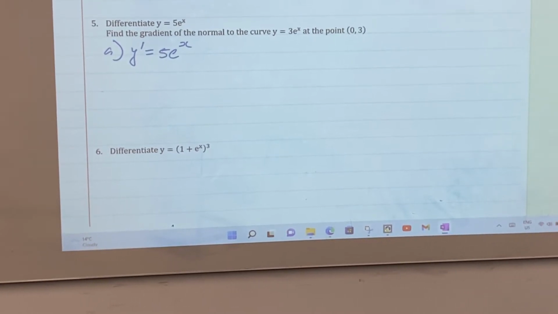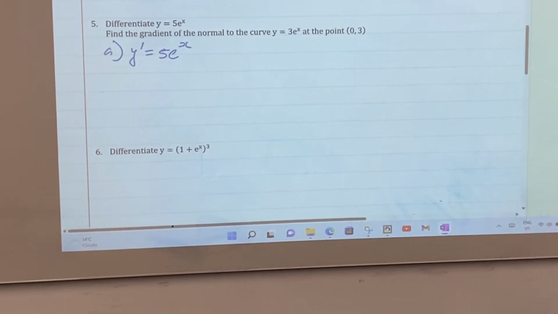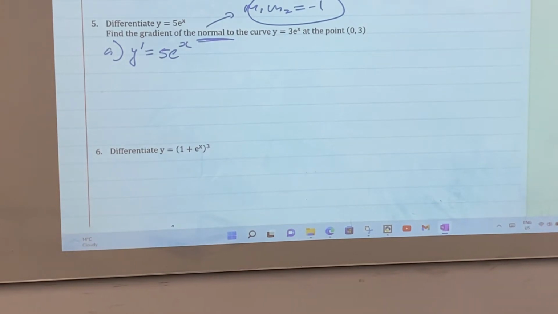Next part, we want to find the gradient of the normal to the curve. Normal, not tangent, right? So when the question talks about normal, I need to think about m1 m2 equals negative 1, that relationship. By now, we should really be used to this sort of question. Find the gradient of the normal to the curve at that point. This sort of question is very commonly asked in the exam, either tangent or normal. Whenever we see tangent, normal, or gradient, we're going to differentiate.